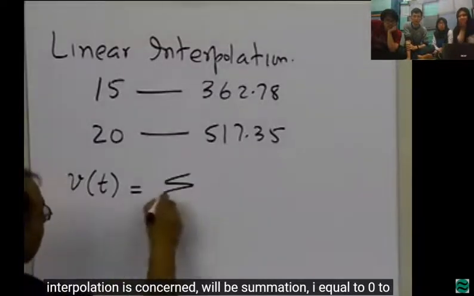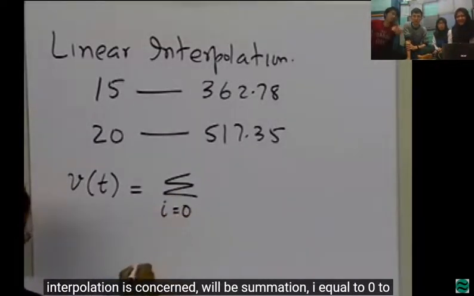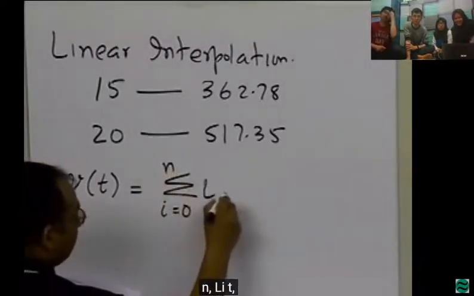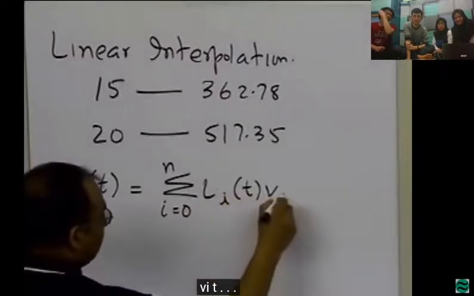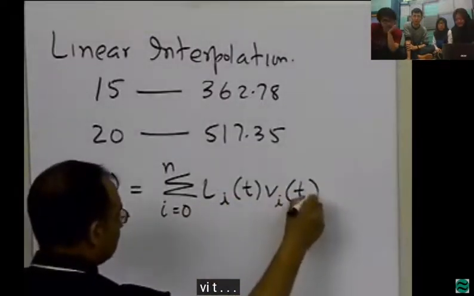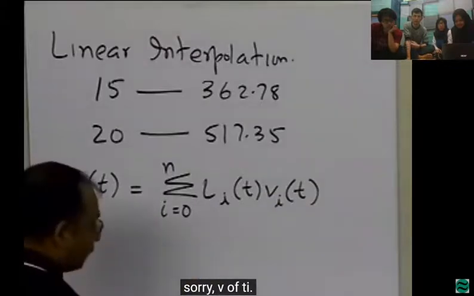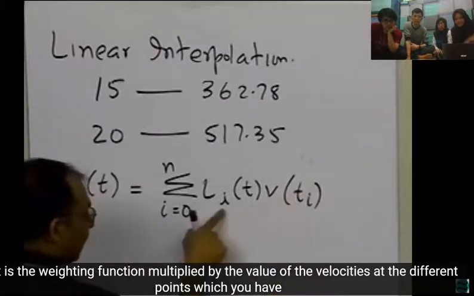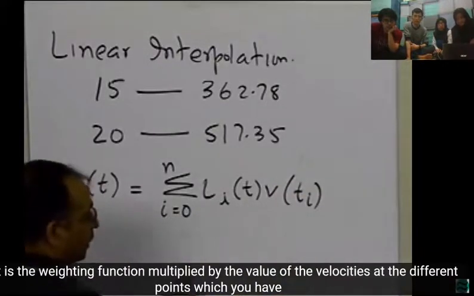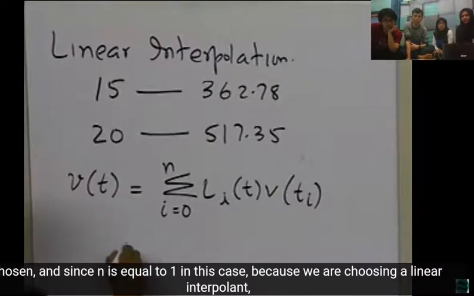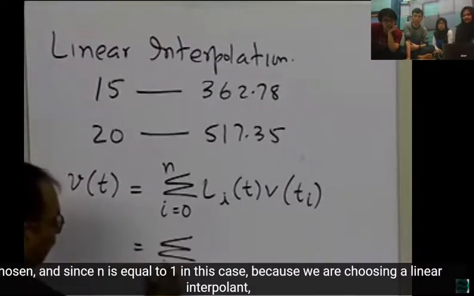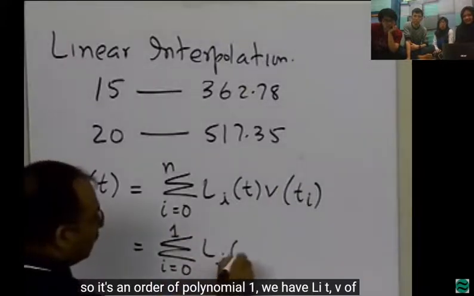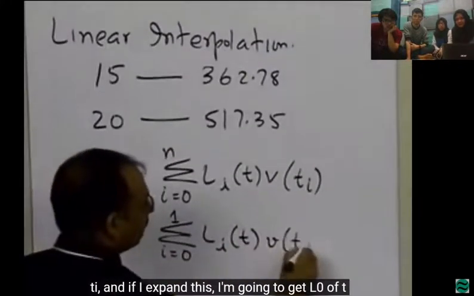it will be summation i equal to 0 to n of L sub i(t) v(t sub i). So it is the weighting function multiplied by the value of the velocities at the different points which you have chosen. And since n is equal to 1 in this case, because we are choosing a linear interpolant, so it's an order of polynomial 1, we have L sub i(t), v(t sub i).